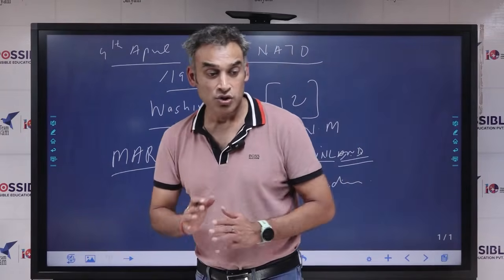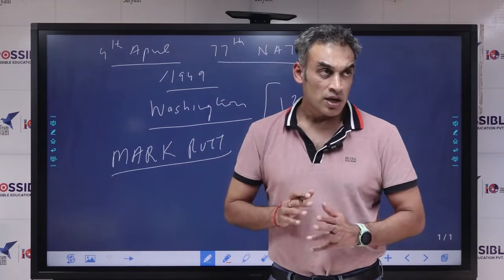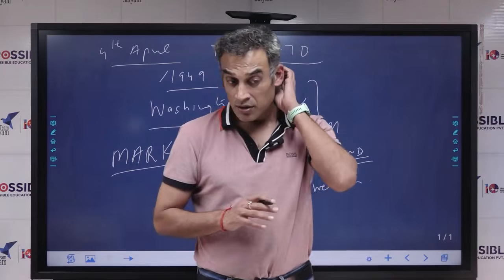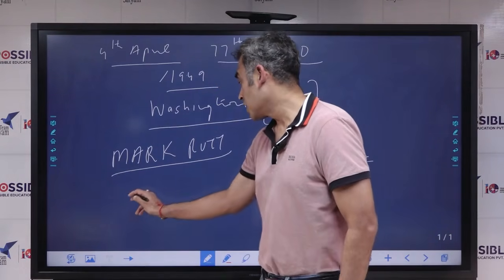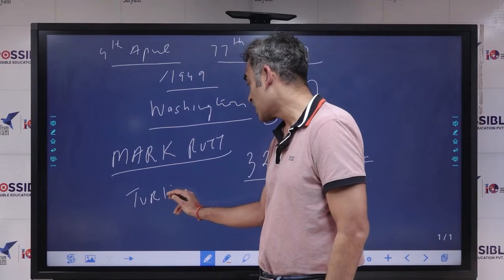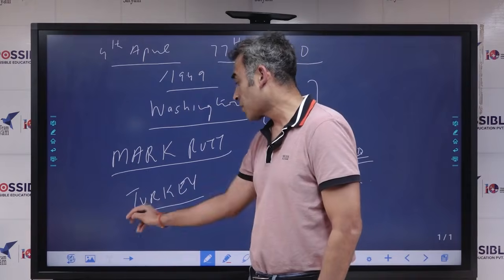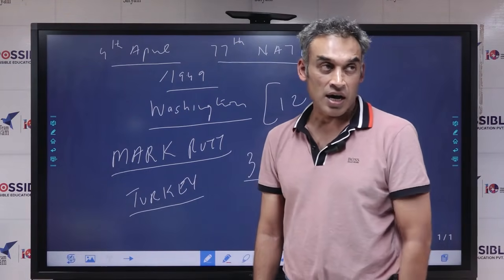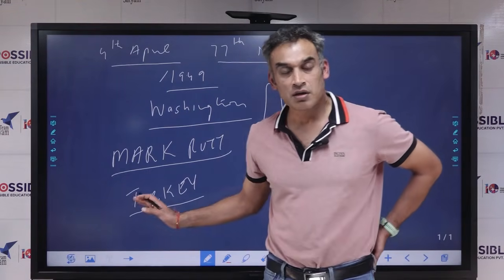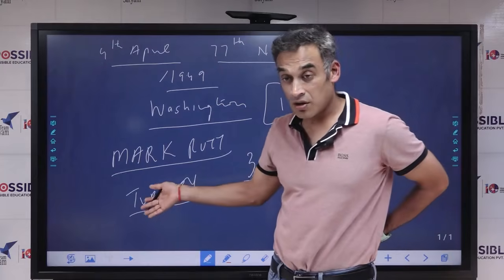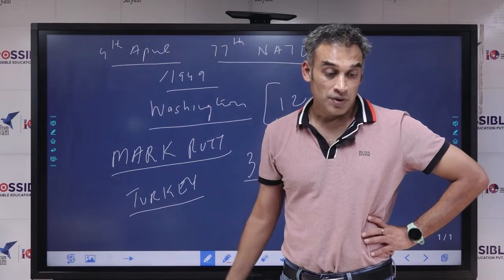This year, remember that NATO is a military alliance, not an economic group. Also this year they had their meeting in Turkey. The capital of Turkey, Ankara, is where the 77th anniversary meeting was also held.